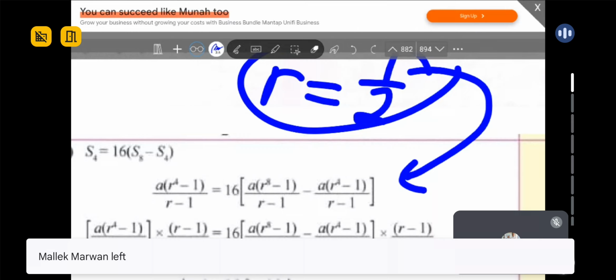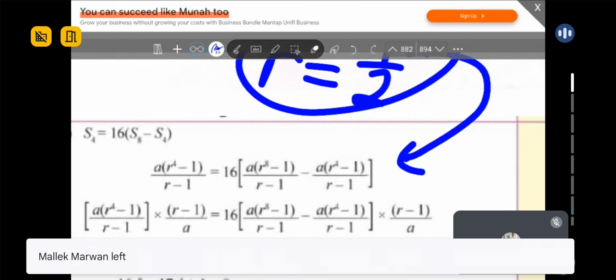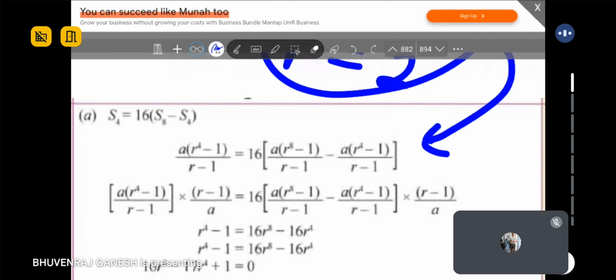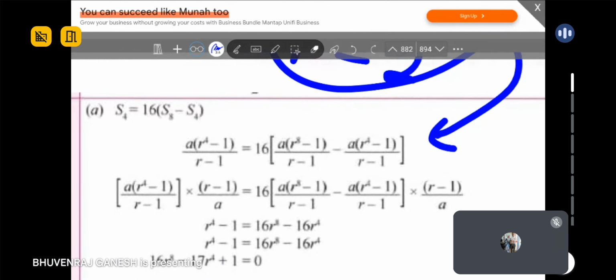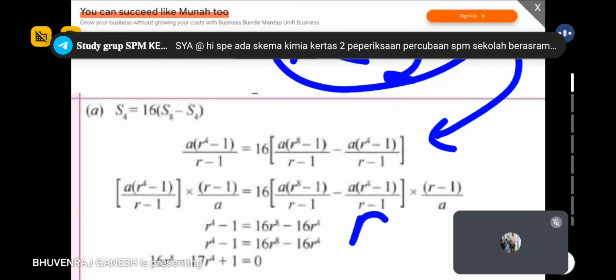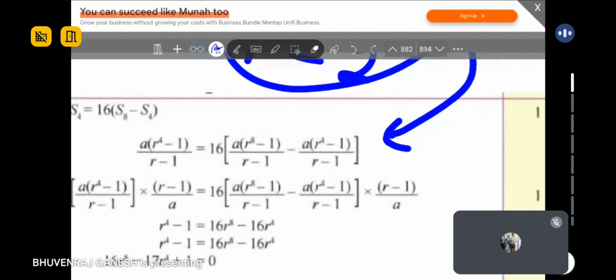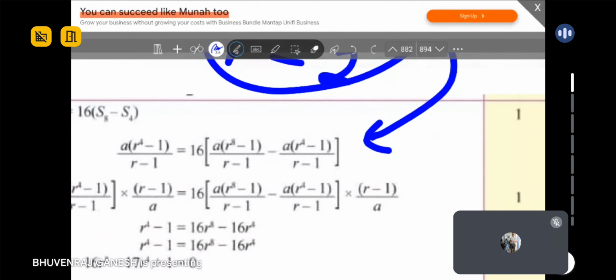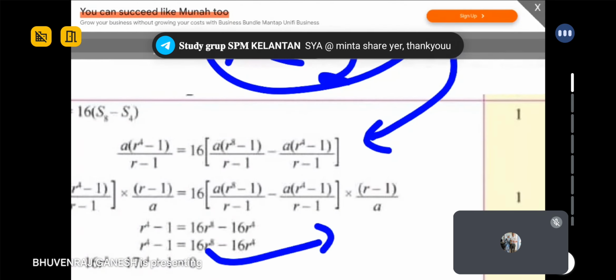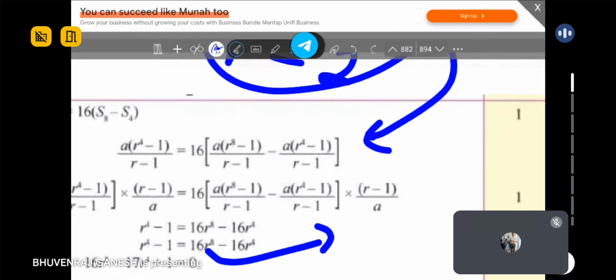Okay, so now, bila kamu buat semua tu, you will get this equation. Kamu akan dapat persamaan ni. Okay guys, this is actually not quadratic. Ini bukan persamaan kuadratik because R kuasa 8, but we can make it to become quadratic. Kita boleh jadikan dia persamaan kuadratik. So how guys? Can anyone tell me? How do I make this equation become a quadratic equation?